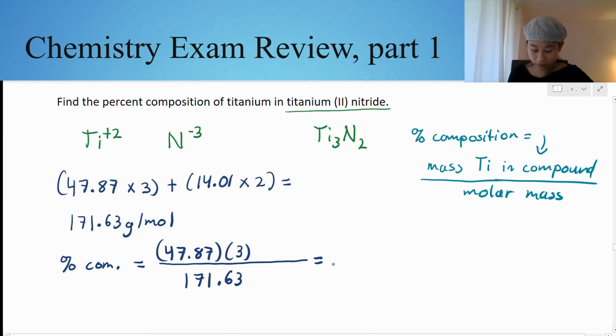This is going to give the value of 0.8367, and when converted to percent, we're going to convert decimal to percent, we have 83.67%. We just multiply this by 100. So it's this times 100 is going to give you a percent.